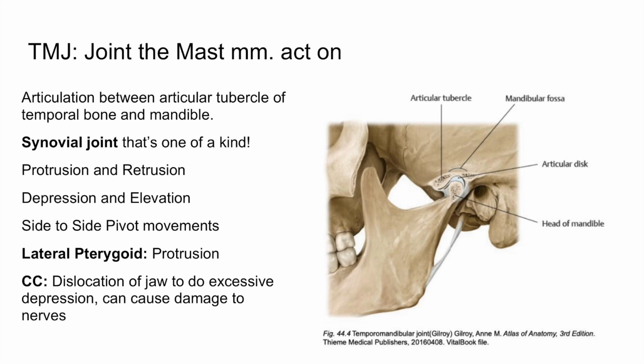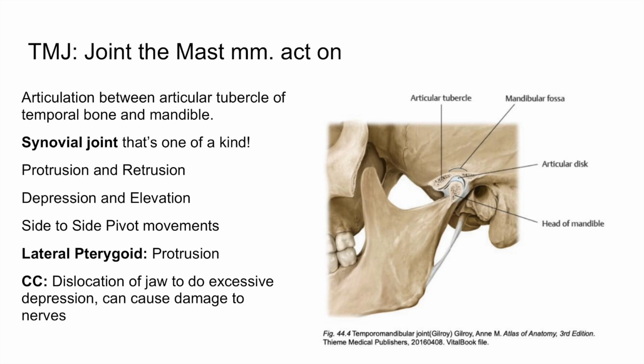So the TMJ is the articulation between the head of the mandible and the mandibular fossa and articular tubercle of the temporal bone. It's classified as a synovial joint, meaning it has a joint capsule, synovial fluid, and an articular surface, but what makes it unique is that it has an articular disc that divides the joint into two compartments, allowing for both hinge-like movement and gliding movements, and that's why it's often described as a modified hinge joint.